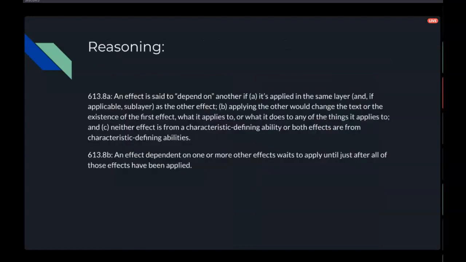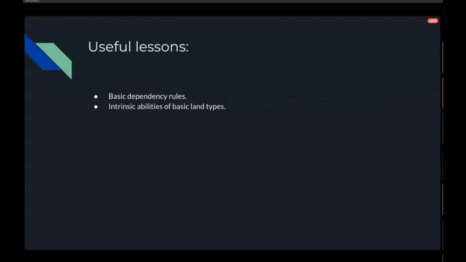So these are just the rules for dependency. Now, this is a pretty useful lesson, I think. It talks about basic dependency rules. This is, again, probably not a great question for L1s, but good for L2s because it demonstrates how dependency works and also how intrinsic abilities of basic land types work, notably that they are applied in layer 4, not in layer 6.